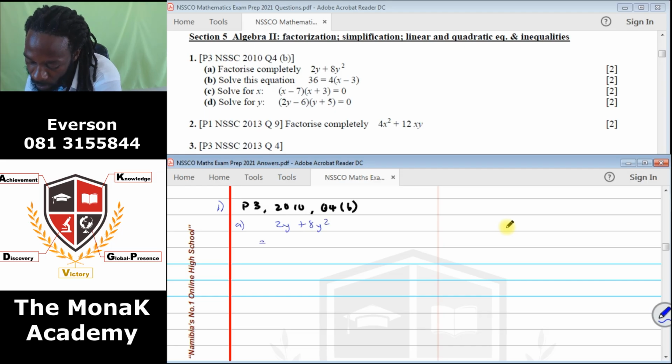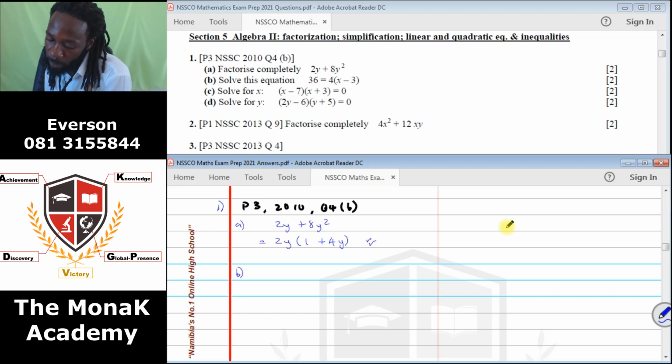We take the numbers, 2 is a common factor. For the letters, we take the smallest power, which is just y. So 2y divided by 2y, you remain with 1, plus 8 divided by 2, it's 4y. We remove 1 y, so we are left with 1y. So that is it. We go to the next.